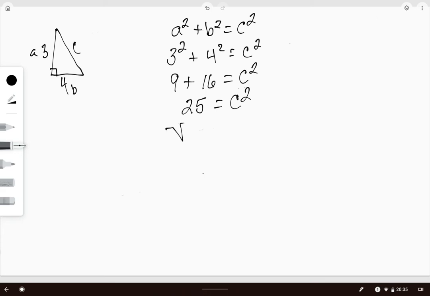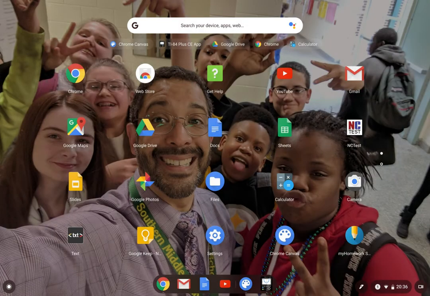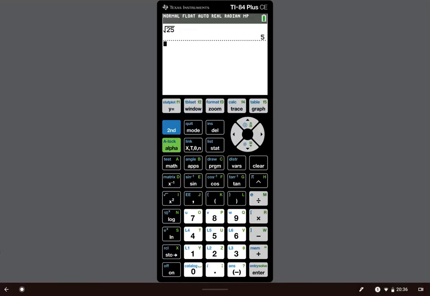So what I'm going to do next is I'm going to take the square root of 25, because by doing so, I can isolate the variable c by itself. So when I take the square root of both sides, those cancel out. So I'm left with the square root of 25. And if I come over here to my calculator, I've already done it for you. The square root of 25 is 5.